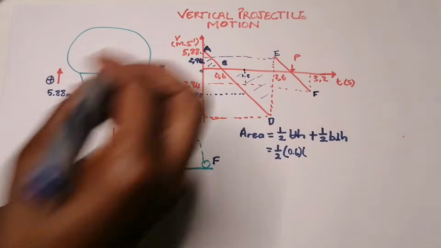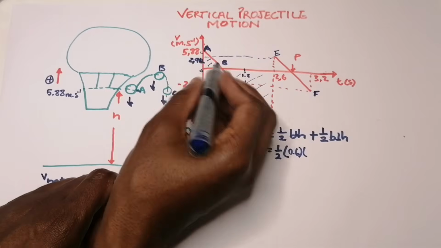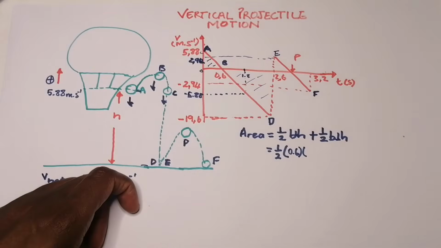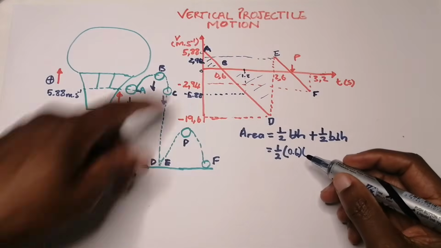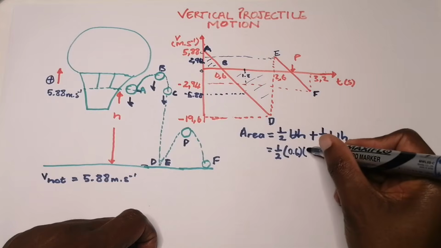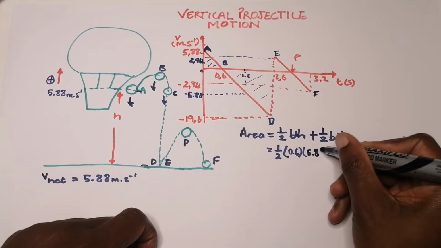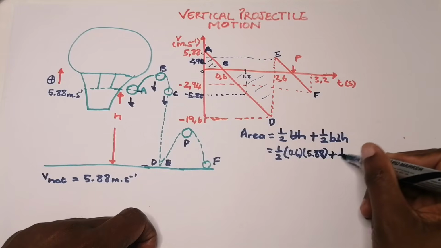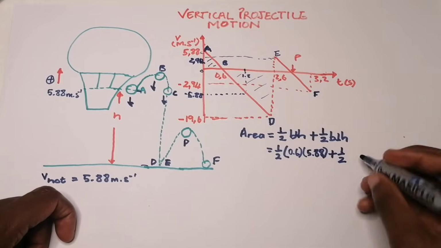Remember, at A there, it's 5.88. 2.94 is for that height over there. So this would be between 0 and 5.88. So this would be 5.88. Right, and I'm going to add to that another half base.